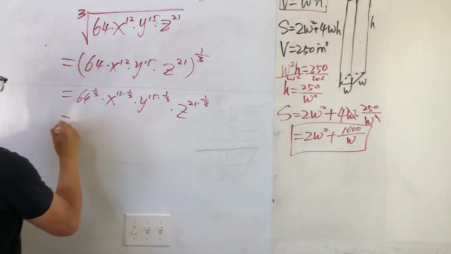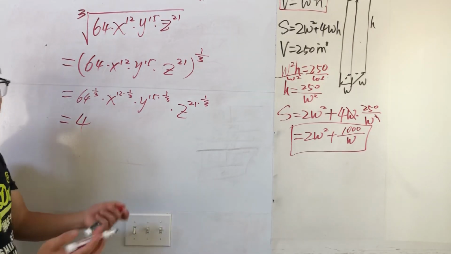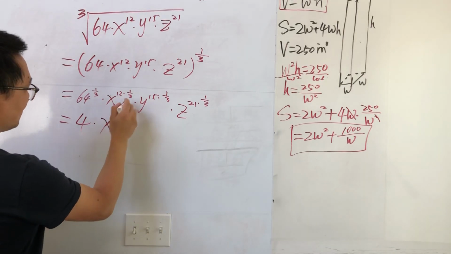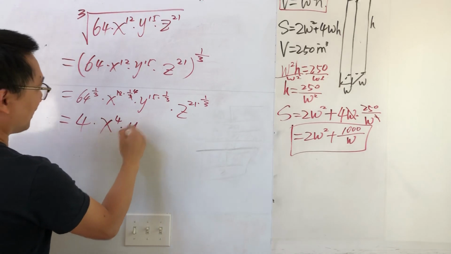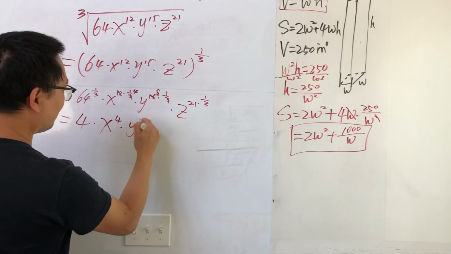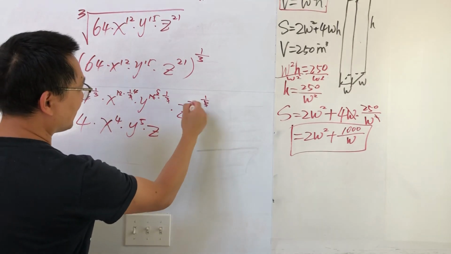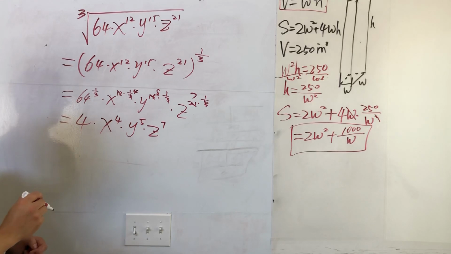So now you can see the cubic root of 64 is 4. You can use the calculator. Now x to the 12 times 1/3, you cancel 3, that changes to 4, right? Times y, you cancel 3, that is 5, that means the exponent is 5. Times z, 21 you can change to 7, okay? That's how we can do the simplified question.